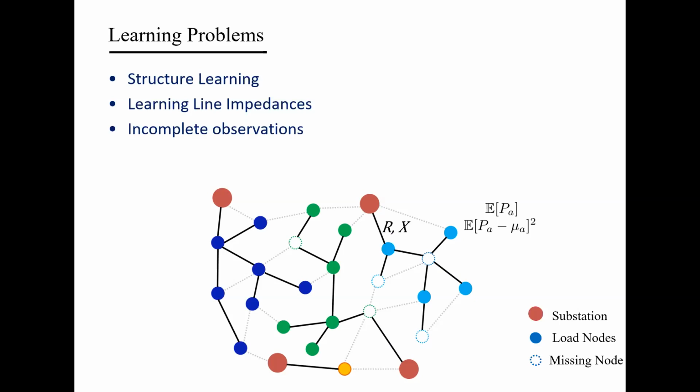Secondly, another problem that you'd be interested in is learning line impedances or learning parameters of impedances or statistics of different nodal injections. So which load, what is the fluctuation of different loads, and so forth. Okay. And this parameter learning or statistical analysis is necessary because these are then used in follow-up optimization and control problems.